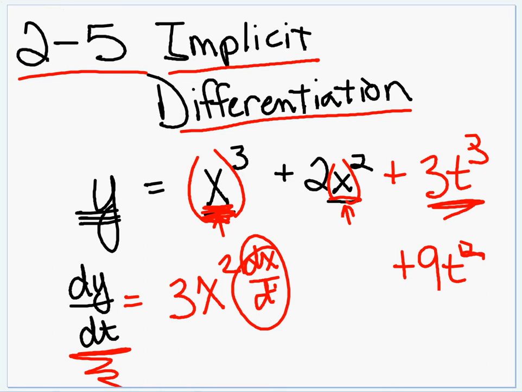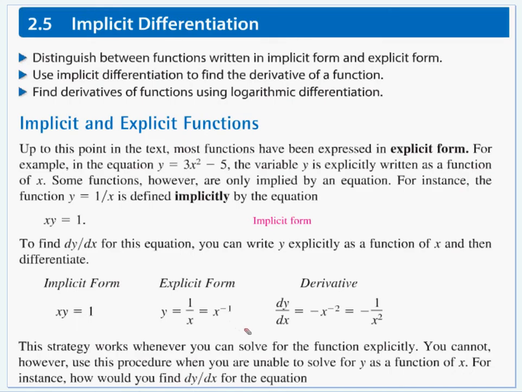Okay, well, buckle up, buckaroos. Let's jump on in here. In 2-5, we're going to learn to distinguish between functions written in implicit and explicit form. We will use implicit differentiation to find the derivative of a function. And actually, we can use this to find derivatives of non-functions that would fail the vertical line test. And we'll find derivatives of functions using the logarithmic differentiation style.